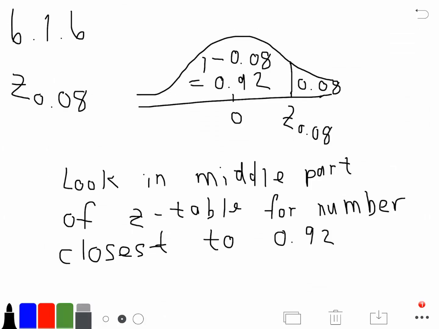Now that we use our z-table, we see that the number closest to 0.92, in other words, the z-score for z sub 0.08 is equal to 1.41.